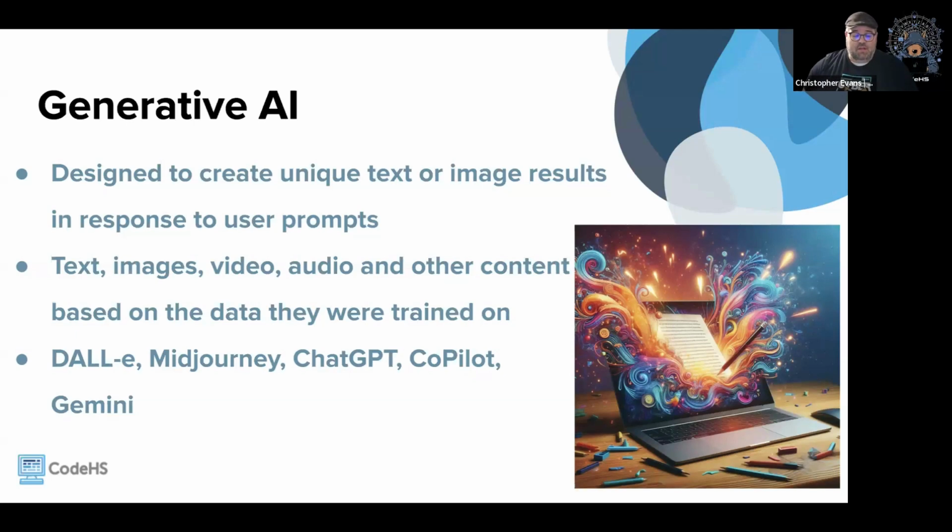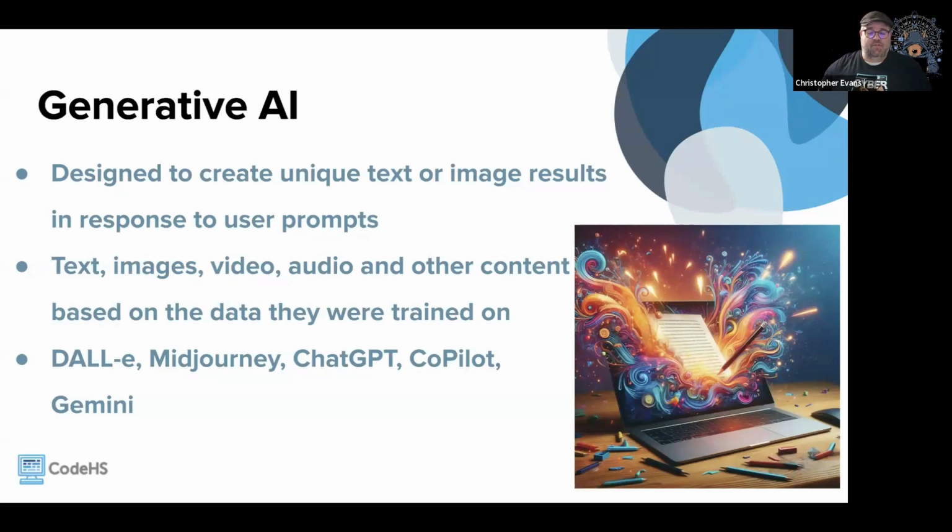A few examples: DALL-E is an OpenAI product that creates images. Midjourney is another image creator AI. ChatGPT is probably the one most people have heard of, at least. If you haven't used it, you're at least familiar with the name. That is a product from OpenAI as well, and that is a chatbot. And we'll explain more in detail what chatbots are, but it's designed to be conversational almost, where you give it a prompt, you ask it a question, it gives you a response, and you can ask follow-up questions and things like that.